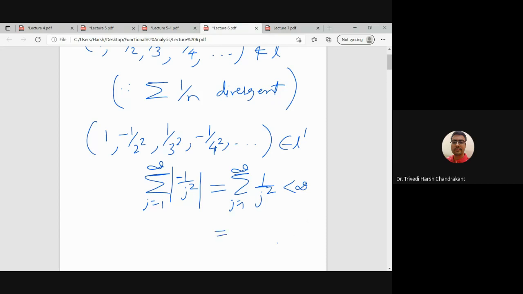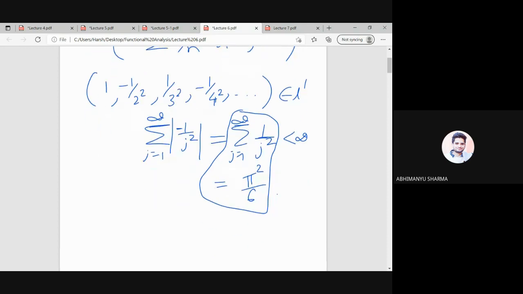So do you know what is the sum of this series? Pi square by 6. So do you know the proof of this? Yes, sir. I know this series called Euler series, but I tried to understand this proof, but I was not able to understand the whole proof at that time.